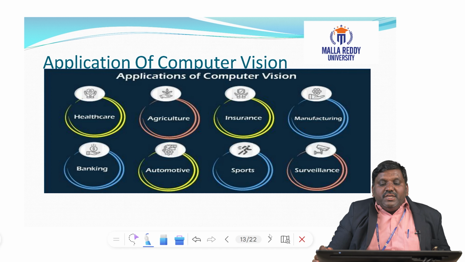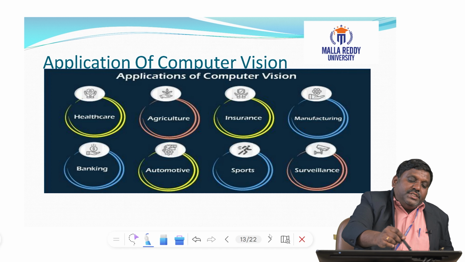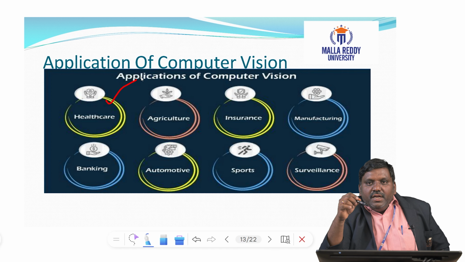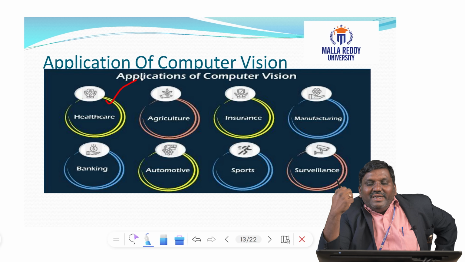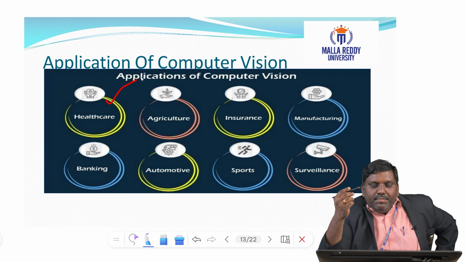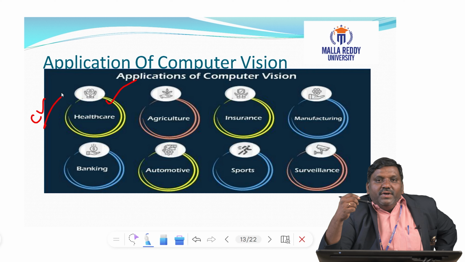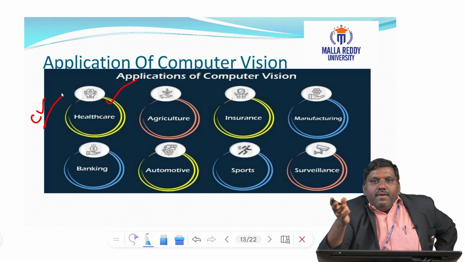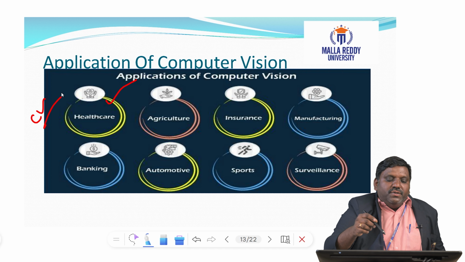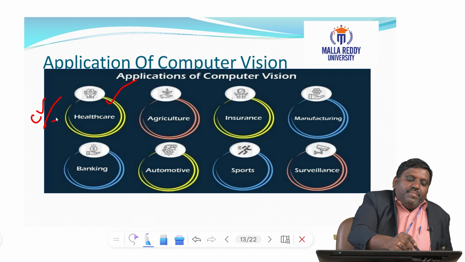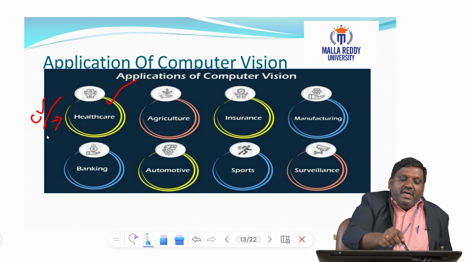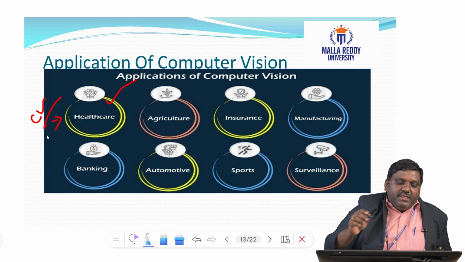Then the main applications of computer vision. The first is healthcare. Nowadays in healthcare, if you give a brain MRI or any abnormal or normal image to the CV system, it predicts whether the person is affected by some kind of disease or not. So this computer vision algorithm plays a major role in healthcare.